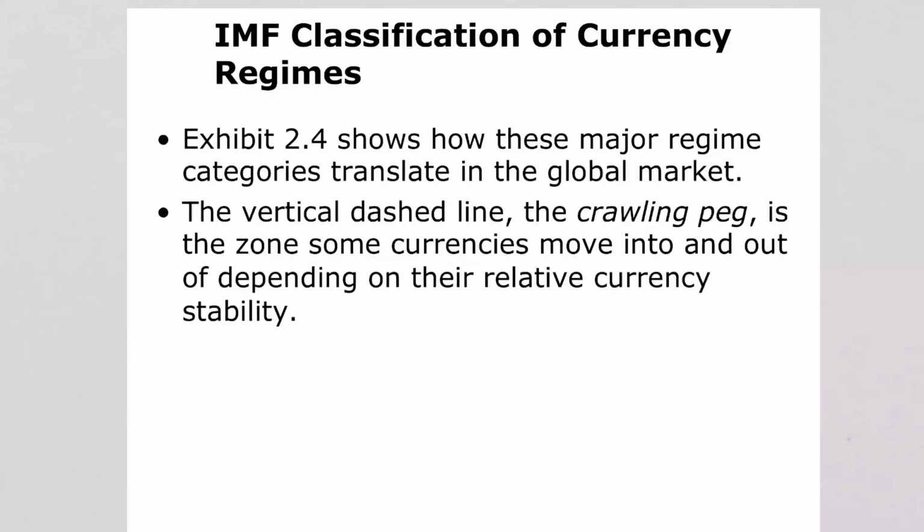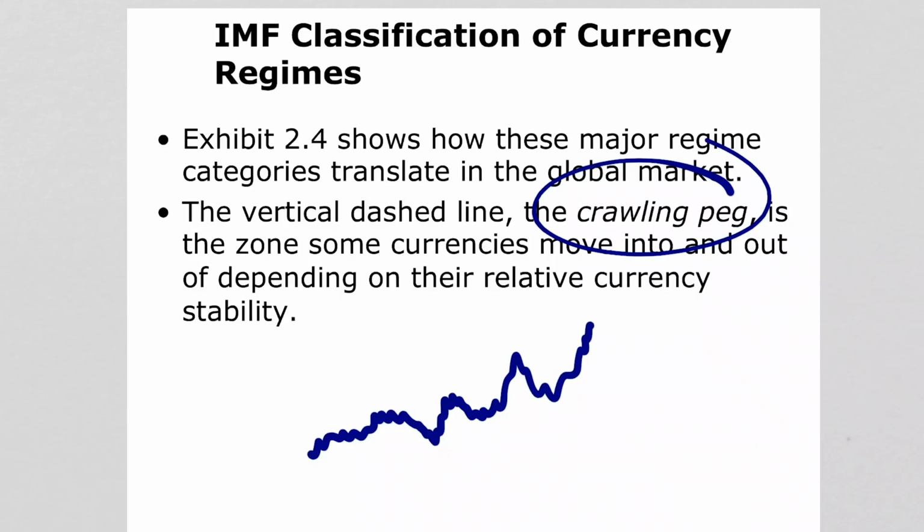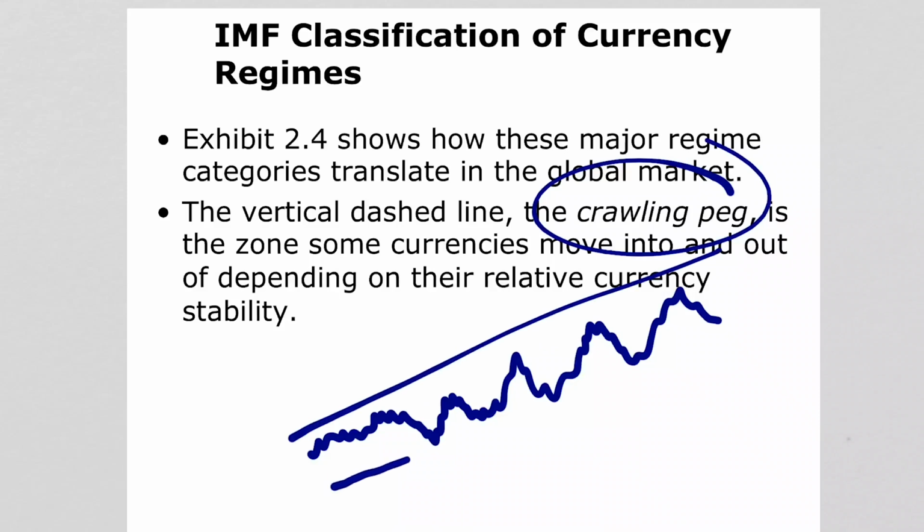You can even have something called a crawling peg. This is where the price of one currency is linked to another, but it's allowed to generally trade and change over time. And so again, while it's allowed to fluctuate within a defined range, over time, it may be allowed to appreciate, that is, increase, or depreciate, decrease, against another currency in value.